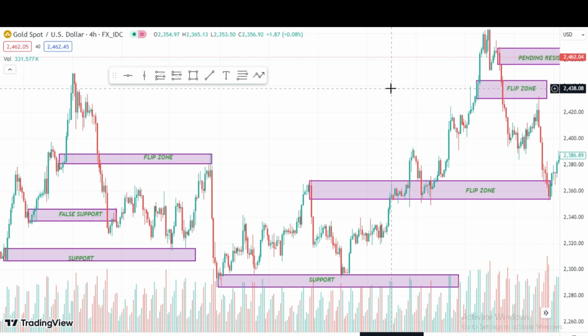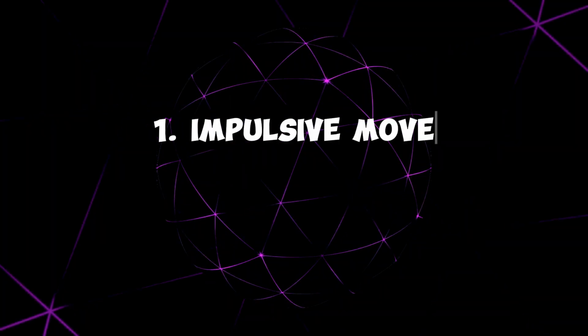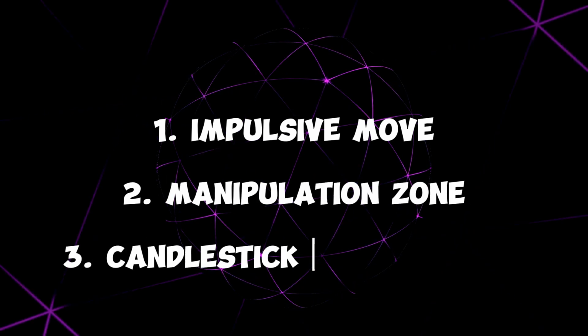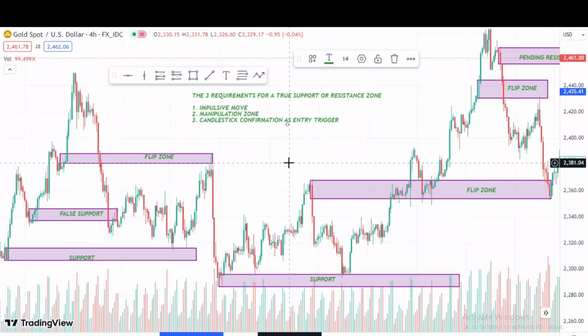There are three things that make up a true support and resistance zone. The first one is it must have an impulsive move. The second is there must be a manipulation zone. The third, you must have a candlestick confirmation. So let's dive right in.